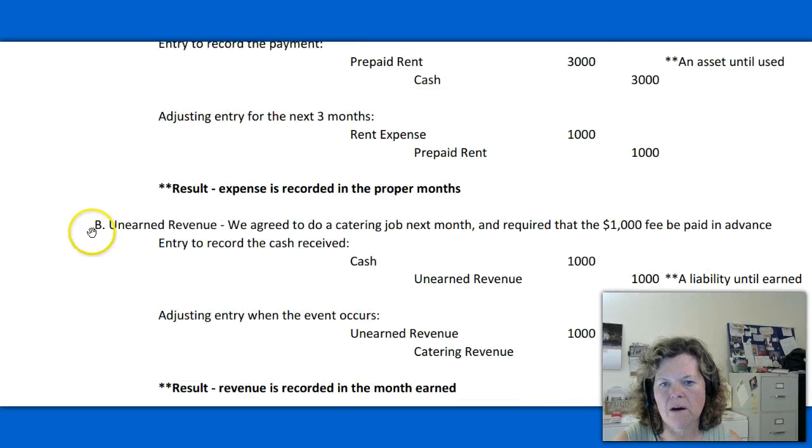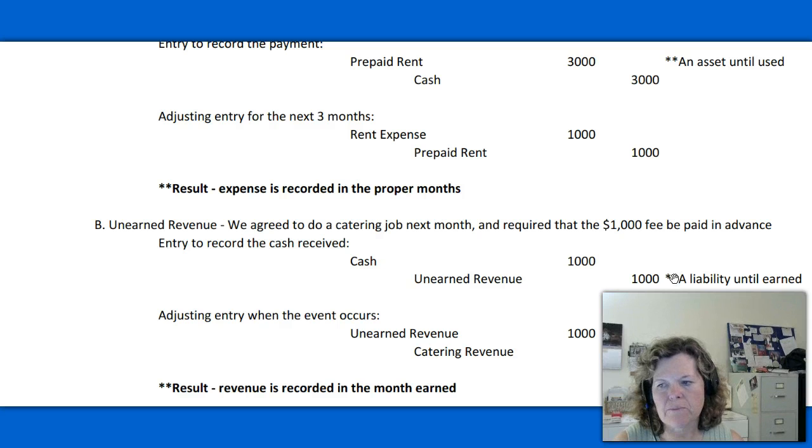The second type of prepaid adjustment is called unearned revenue. An example, we agreed to do a catering job next month and required that the $1,000 fee be paid in advance. So we're going to see an entry to record the cash received. Again, this was the advance payment of the fee. We debit cash and we credit an account called unearned revenue. This is a liability until the revenue is earned.